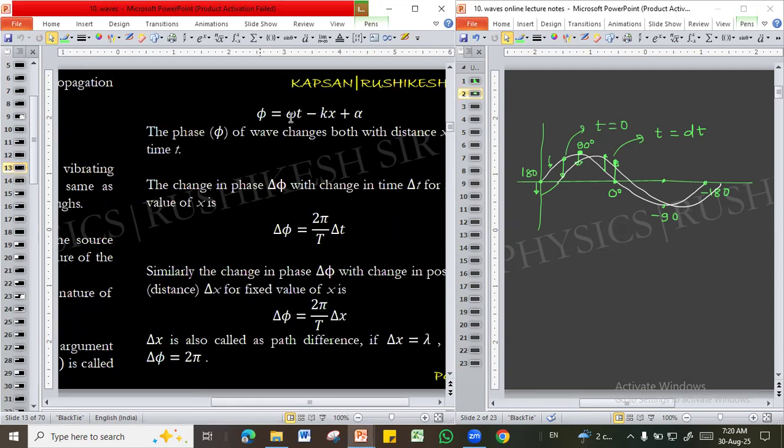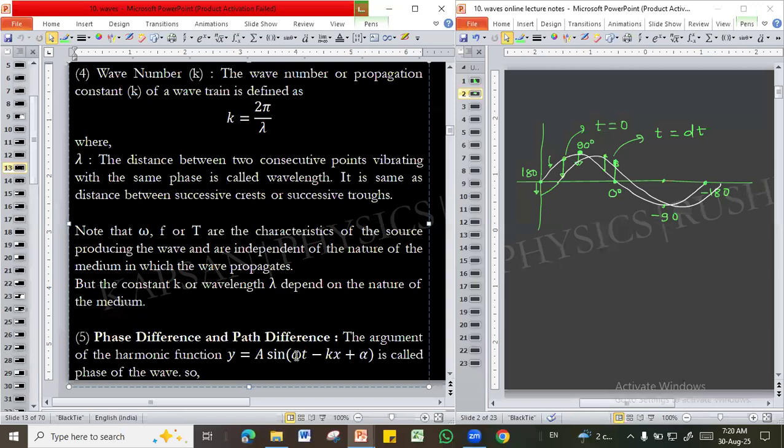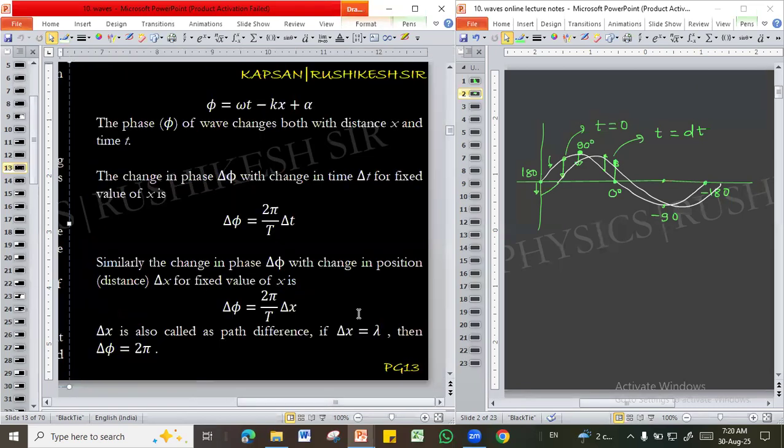So what is the phase of the wave? What was written inside the sine function? Omega t minus kx plus alpha. This minus sign indicates that our wave is traveling towards the positive x-axis. So the phase of the wave is omega t minus kx plus alpha.